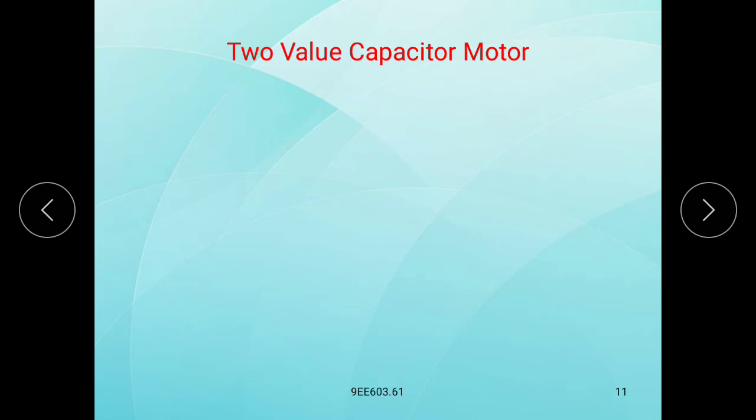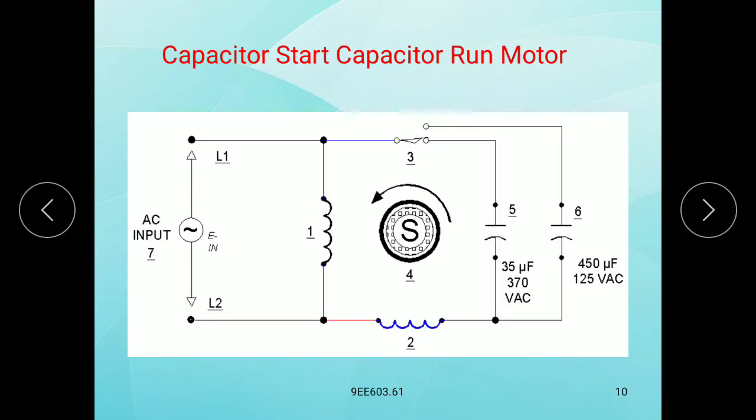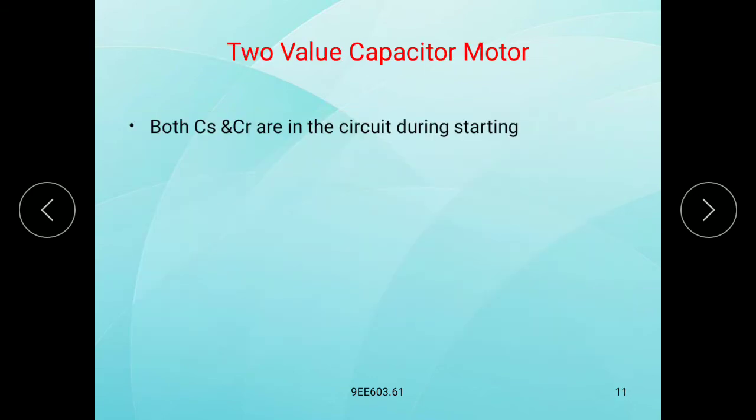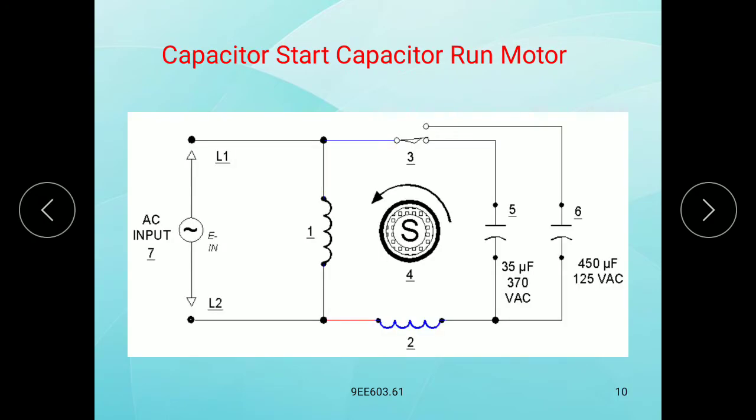Now next, a two value capacitor. See here, these are two value capacitors. One is 35 microfarad, another one is 450 microfarad, 125 VAC and 370 VAC. Both CS and CR are in the circuit during starting.